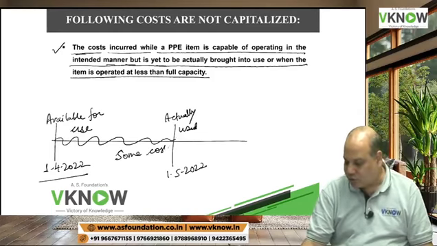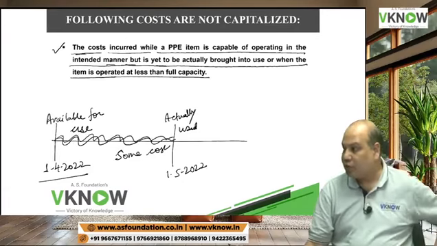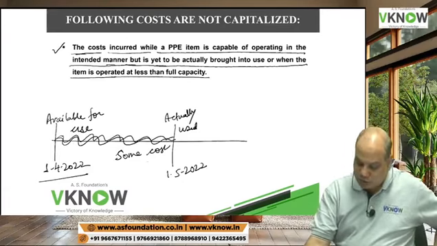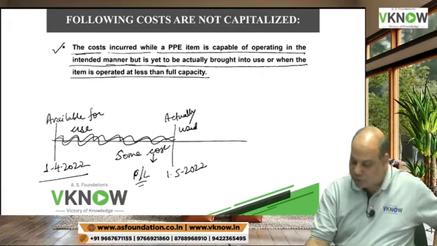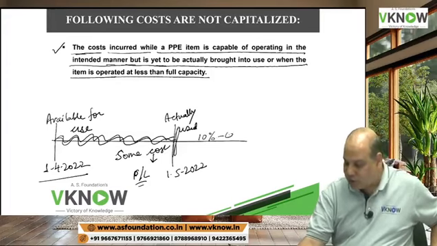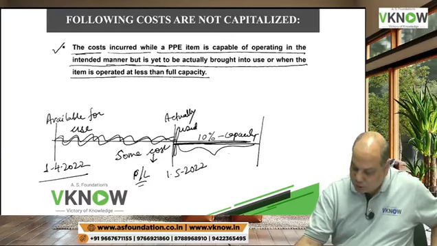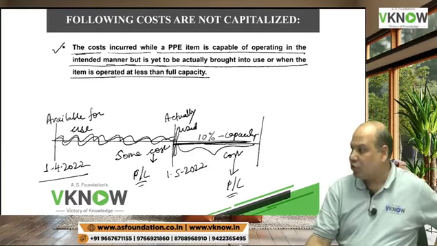Some cost was incurred after the asset was available for use or when it was actually used. What will happen to this cost? This cost will be charged to P&L account. Or even if you are using the asset, you are only using 10% capacity. Irrespective of that, any cost incurred after the asset is available for use will be charged to P&L account.